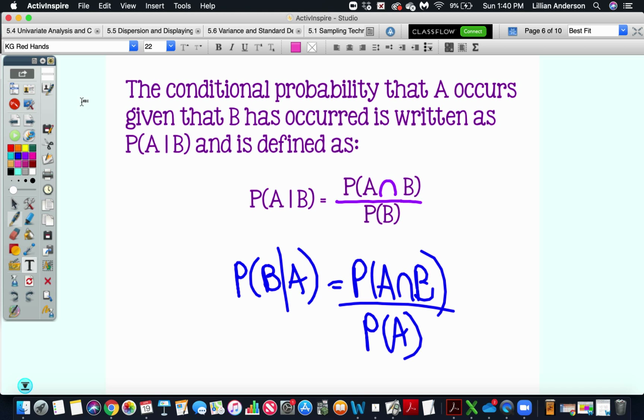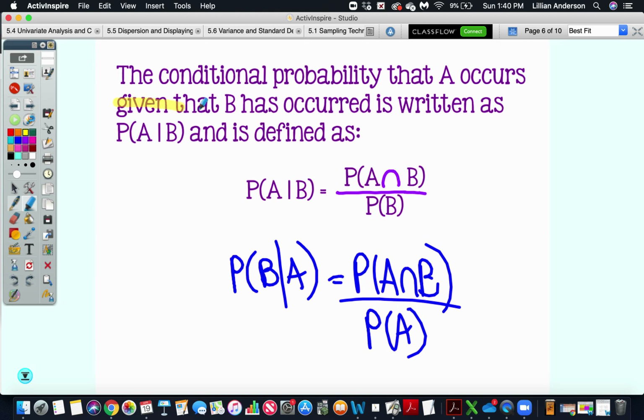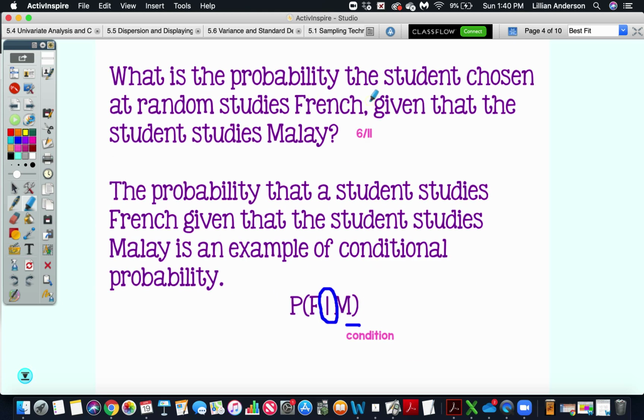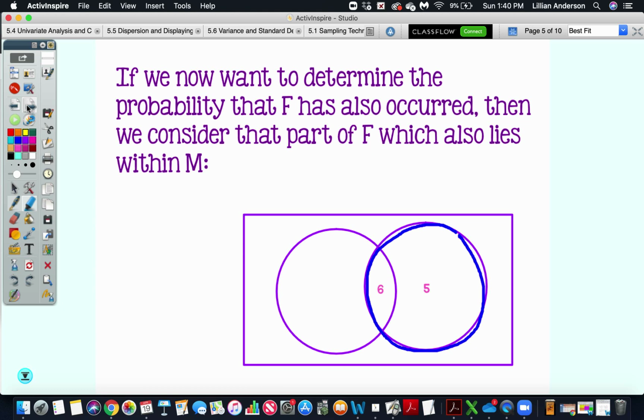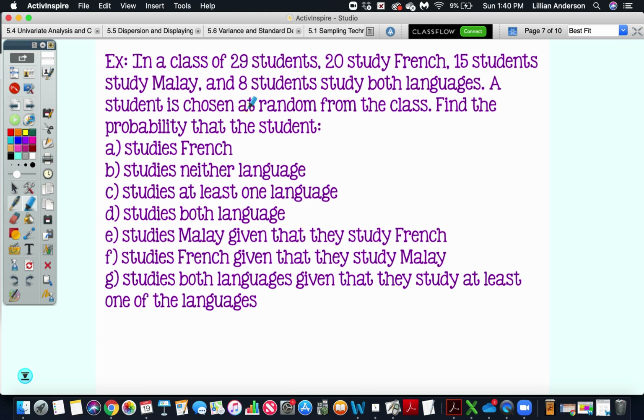And you'll always know which part is the denominator if it follows the words given that, or such that, or even the word if, because now you're no longer looking at the entire group, you're only looking at a certain part of the entire group. So if I go back to this particular problem here, you see how it says given that the student studies Malay? That lets us know that the condition is Malay, and out of those kids, that was going to be our denominator.